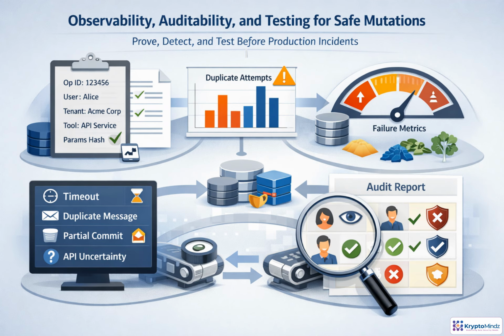Safe mutations need evidence, not hope. Every request should leave a trace: operation ID, idempotency key, actor, tenant, tool, parameter hash, decision, and resulting resource IDs. Metrics should make risk visible, including replayed duplicates, idempotency conflicts, expired previews, commit failures, and destructive action volume. Before production, test the ugly cases: timeouts, duplicate delivery, partial commits, queue redelivery, and uncertain external APIs. Finally, audit records must tell the full story: who asked, what they previewed, what changed, and which policies allowed or denied the action.